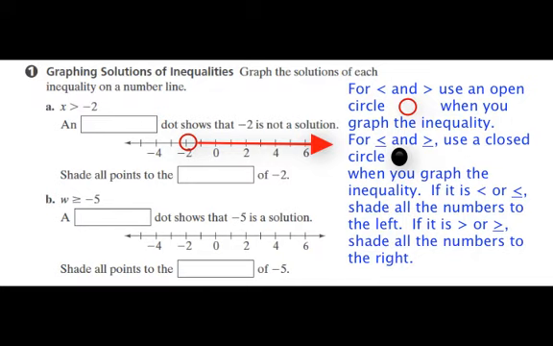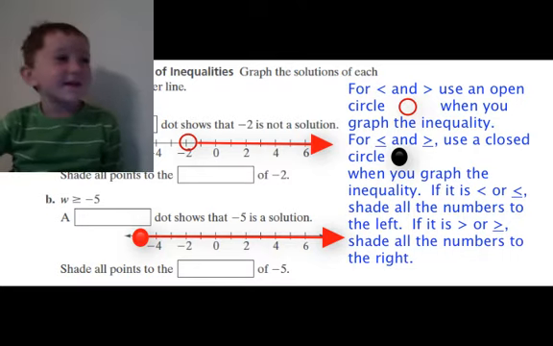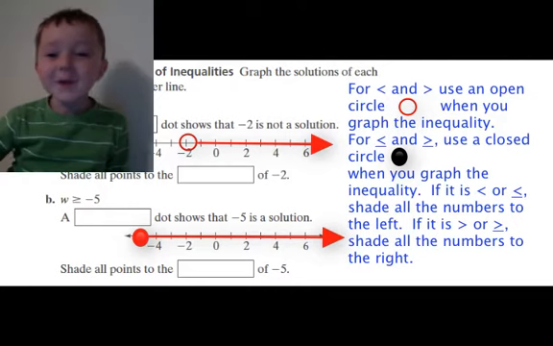For example B, W is greater than or equal to -5. Because W can actually equal -5, we use a closed circle at -5. And since it's greater than, we're going to shade to the right. We're going to draw our arrow to the right, right on top of the number line. So your graph would look like this. Pause the video if you need more time.